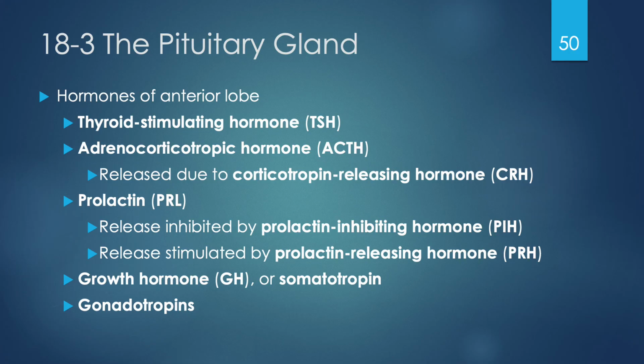So the testes will then produce androgens, and ovaries will, in response to the luteinizing hormone, produce progesterone or estrogens. The hormones of the anterior lobe include thyroid-stimulating hormone, which stimulates the thyroid to release its hormones, and adrenocorticotropic hormone, or ACTH, which, just like its name, tells the adrenal cortex to release its hormone. And this is caused by, from the hypothalamus, CRH, or corticotropin-releasing hormone. Prolactin, abbreviated PRL, has its release inhibited by prolactin-inhibiting hormone, or it could also be stimulated by prolactin-releasing hormone. There's also growth hormone, also known as somatotropin, and gonadotropins as well.